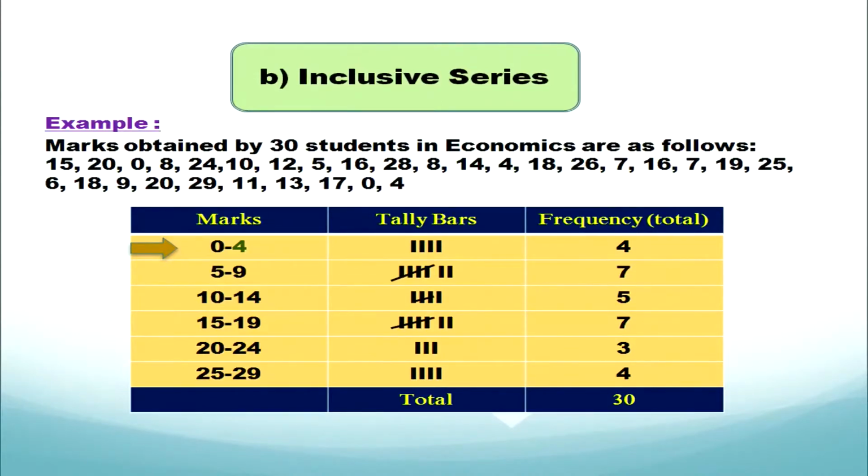Now, what is the difference between exclusive and inclusive series? In case of exclusive series, the upper limit is not counted in the class, whereas in case of inclusive series, both the lower limit as well as the upper limit are counted in the class to make tally bars. Second thing, in exclusive series, the upper limit of the previous class is the next lower limit, whereas in inclusive series, the upper limit of the previous class is not equal to the lower limit of the next class. So, students, we have learned how to construct exclusive series and inclusive series.